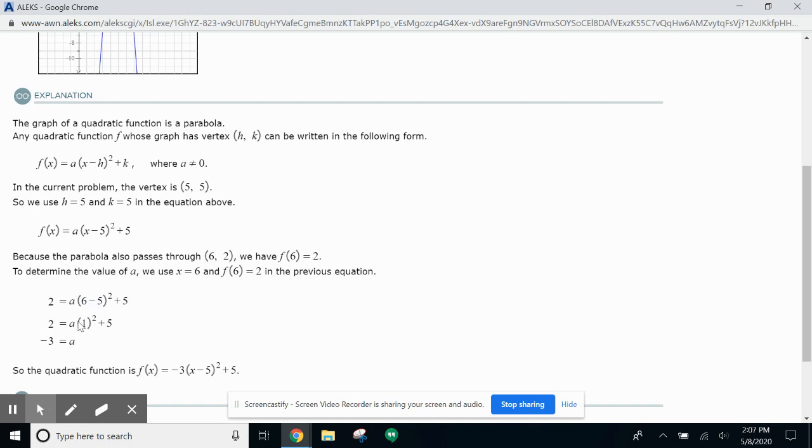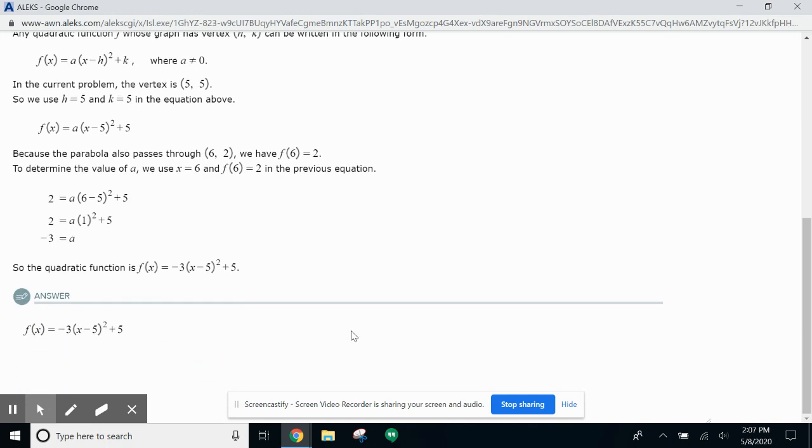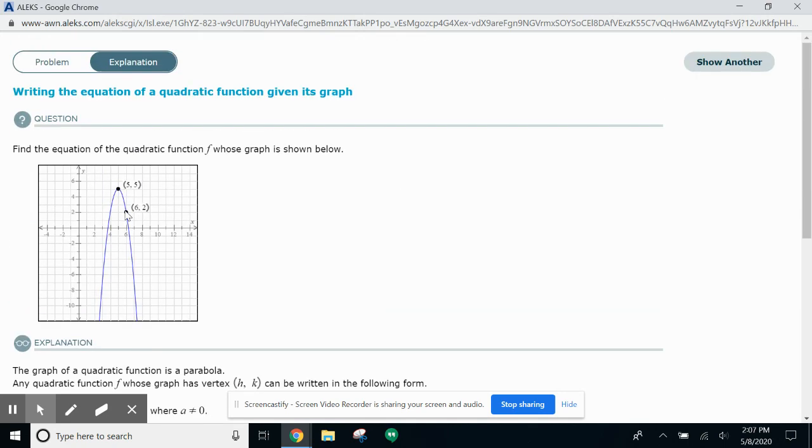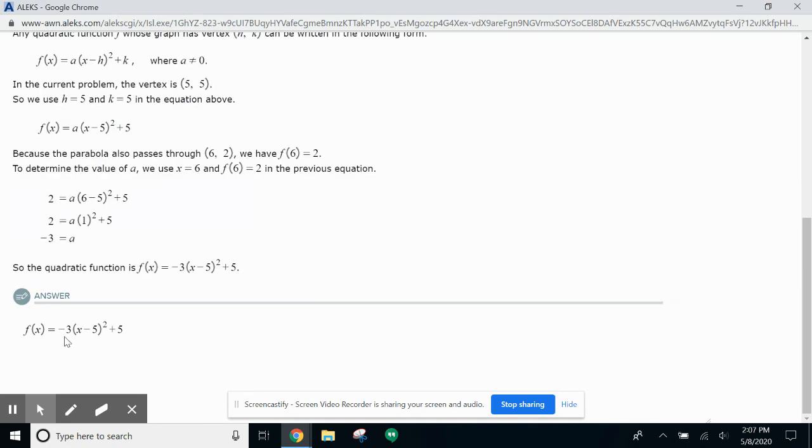Now when we do that, a is the only letter that's left, so we can solve for a. 6 minus 5 is 1. 1 squared is 1. 1 times a is a. We have plus 5, so if I subtract 5 from both sides, then we'll have -3 equals a. So now we can take this equation and plug in -3 into that spot. And so now our equation in vertex form that started with this graph will end as f of x equals -3 in parentheses x minus 5 squared plus 5.